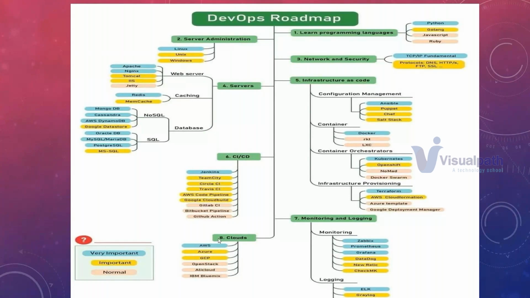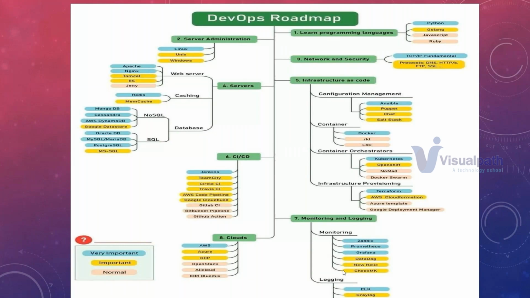In the cloud, what I'm covering right now is AWS. Under monitoring and logging, I'm covering Prometheus and Grafana. Under logging, I'm covering EFK, which was earlier called ELK, Elastic Logstash Kibana. Now it is called EFK, Elastic Fluentd Kibana. So that I'll be covering under monitoring and logging.